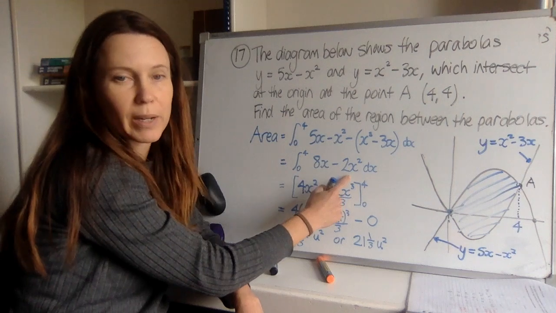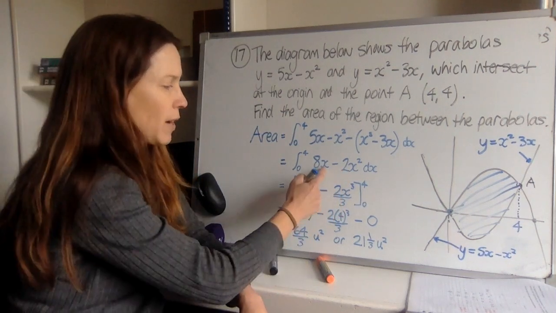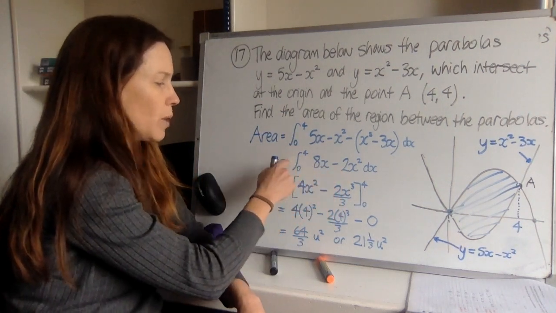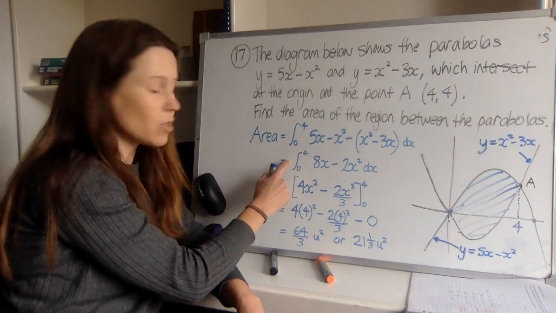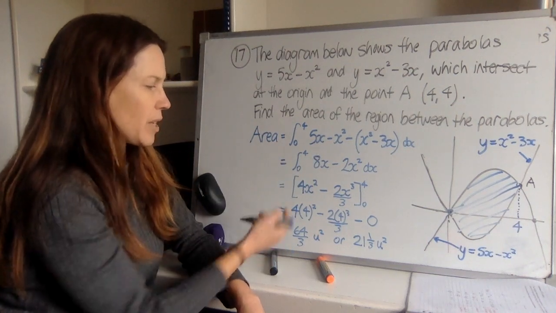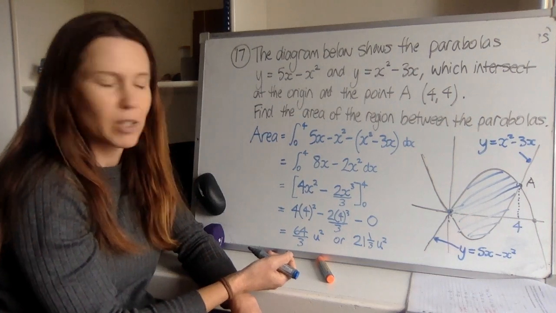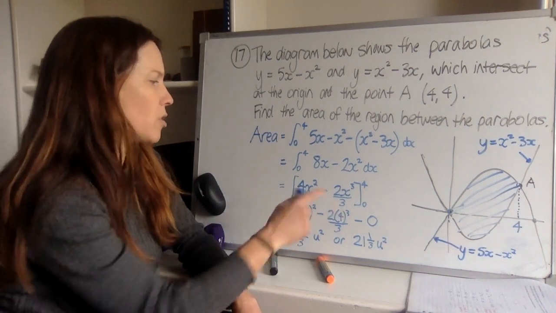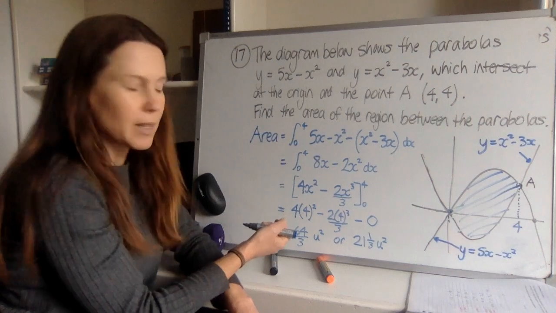gives us minus 2x squared. Now at this point you could actually factorize this, and you could bring a 2 out the front of your whole integral. I haven't bothered to do it because I think it's not going to make too much difference either way. So I've just gone ahead and integrated these two terms as they are.